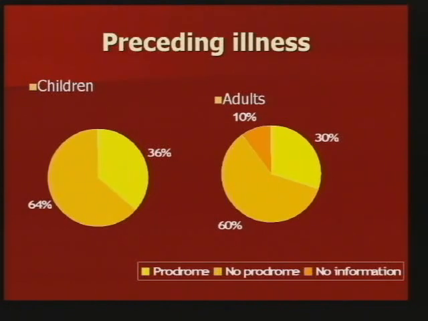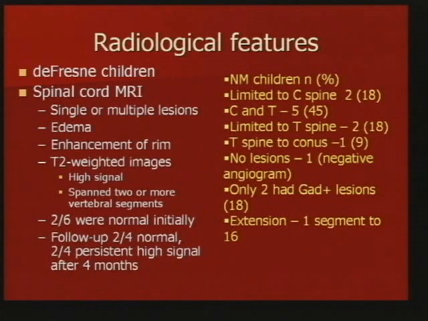It didn't completely clear. And in our study, sorry, too much technology here. There we go. And we found that it was limited to the C-spine in 18% of our children. C and T-spine. C-spine is cervical, your neck.